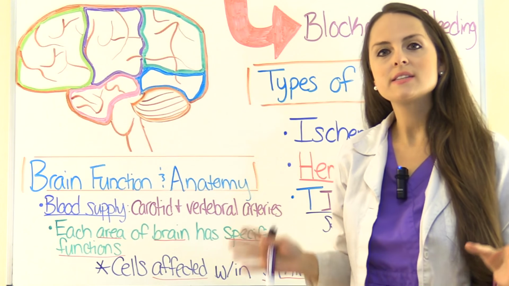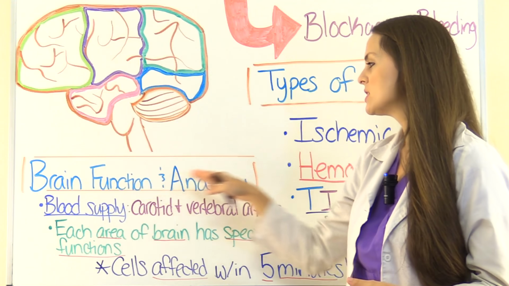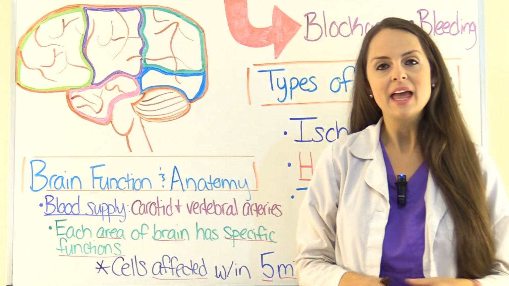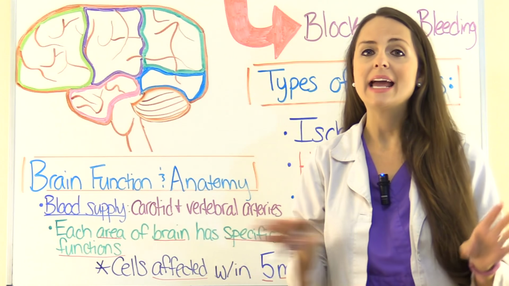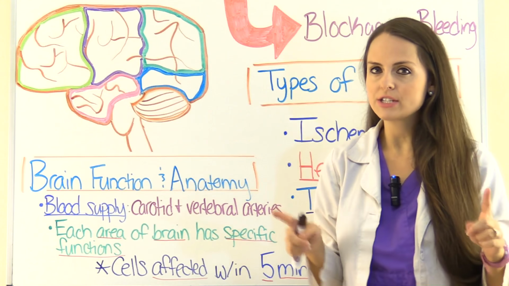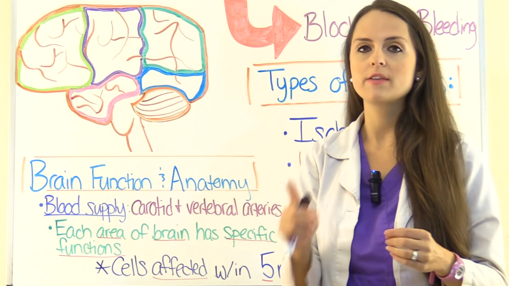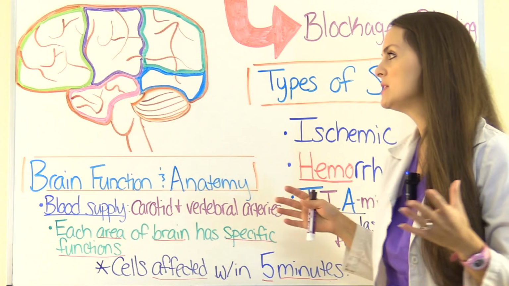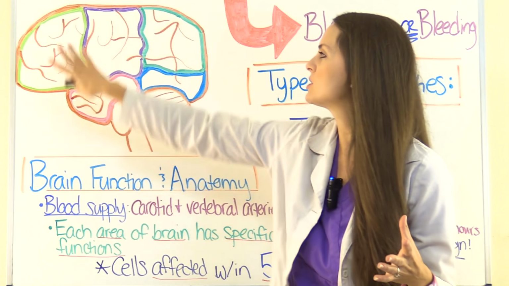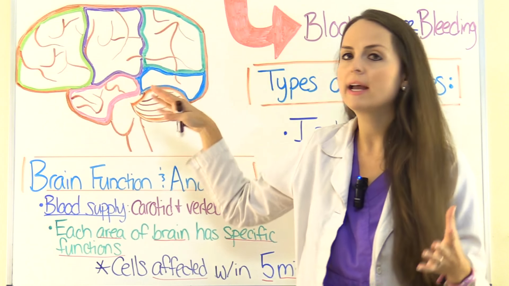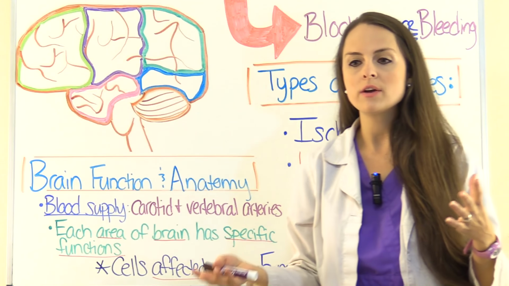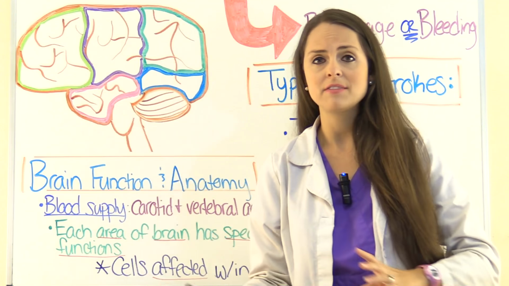Now let's switch gears and let's talk about the brain function and anatomy. This part of the lecture is really going to lay that framework for helping us understand those signs and symptoms and nursing interventions that we do for a patient with a stroke. And what I'm going to be doing is talking about the function of each lobe or each area of the brain, along with the right hemisphere versus the left hemisphere.